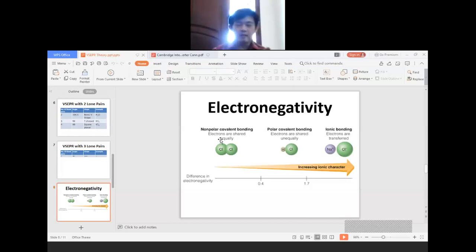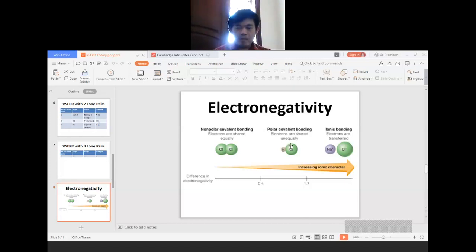And then HCl. Hydrogen is positive, that's why it is drawn here as a smaller circle than the Cl. Cl is negative, it gains an electron. The electronegativity is not the same, there is a difference in the electronegativity. That makes HCl polar.